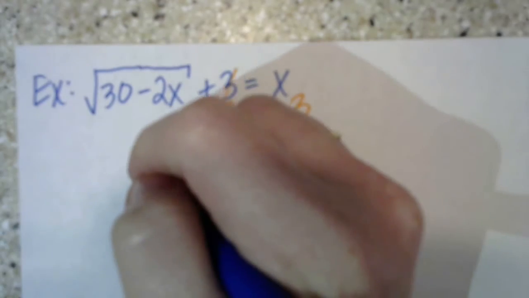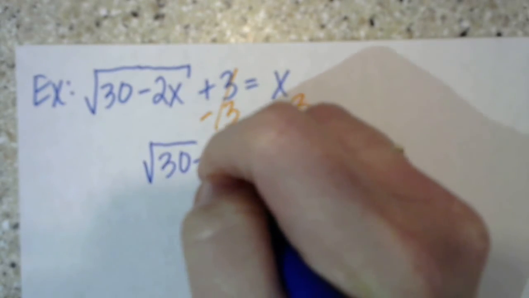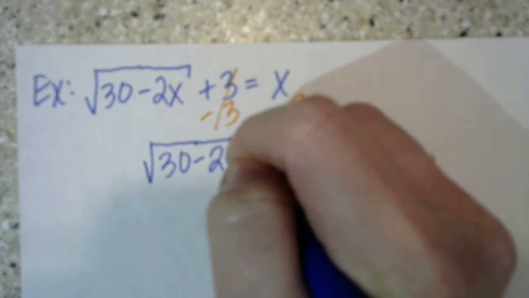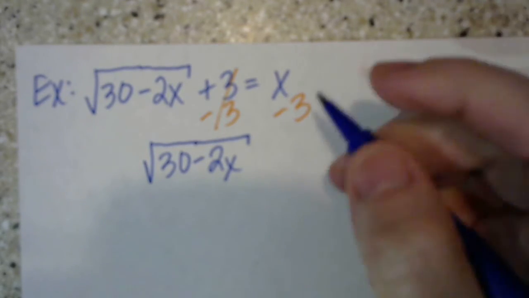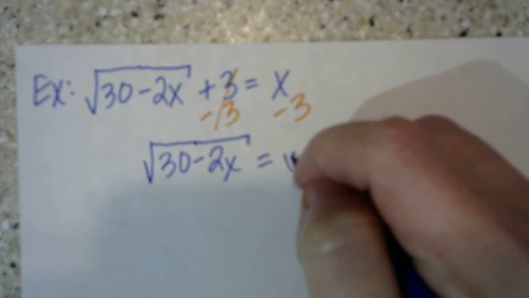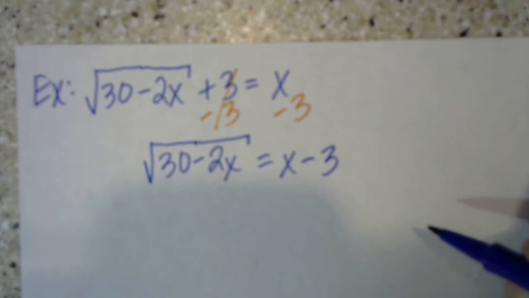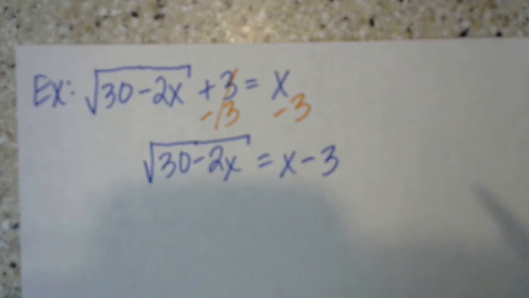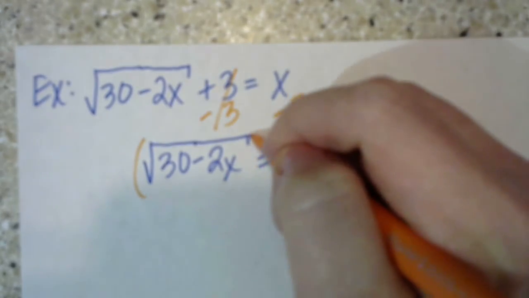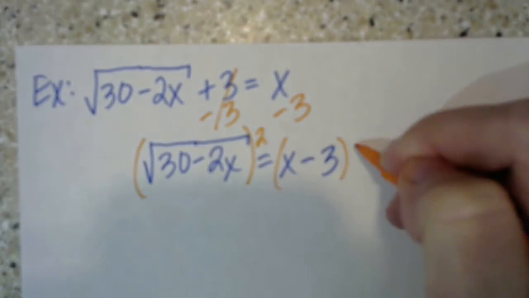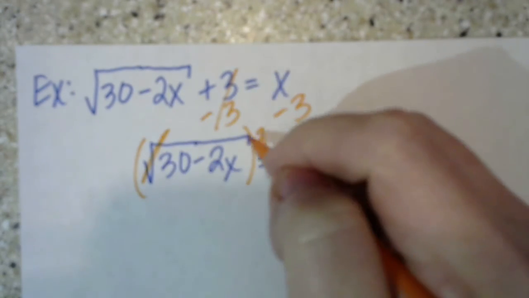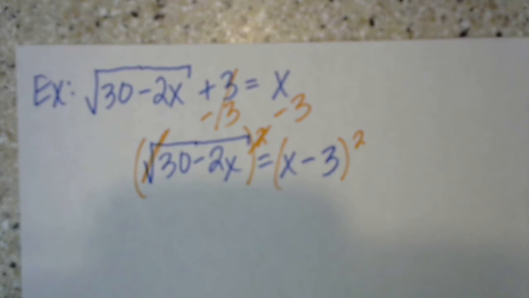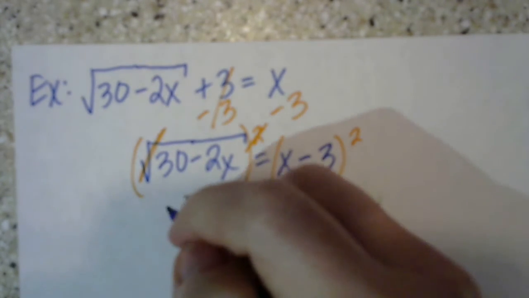That way, all I have on one side is the square root of 30 minus 2x. But now on the right side, I have x minus 3. Okay? Well, we know that the next step has to be to square both sides. And the reason we do that is to lift the radical off of the equation. So nothing new about that part.